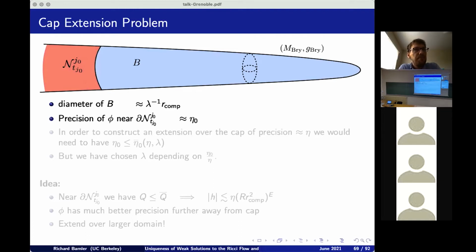And phi is defined on this red region, and it's a bi-Lipschitz map, or at least a bi-Lipschitz map onto its image, a 1 plus eta bi-Lipschitz map. And by what I explained a few slides ago, we even have a slightly better precision of phi near the boundary. So we know that phi is essentially 1 plus eta naught bi-Lipschitz, where eta naught is more or less related to eta. So we have some map whose differential is very close to 1 onto some other region which also looks like a Bryant soliton.